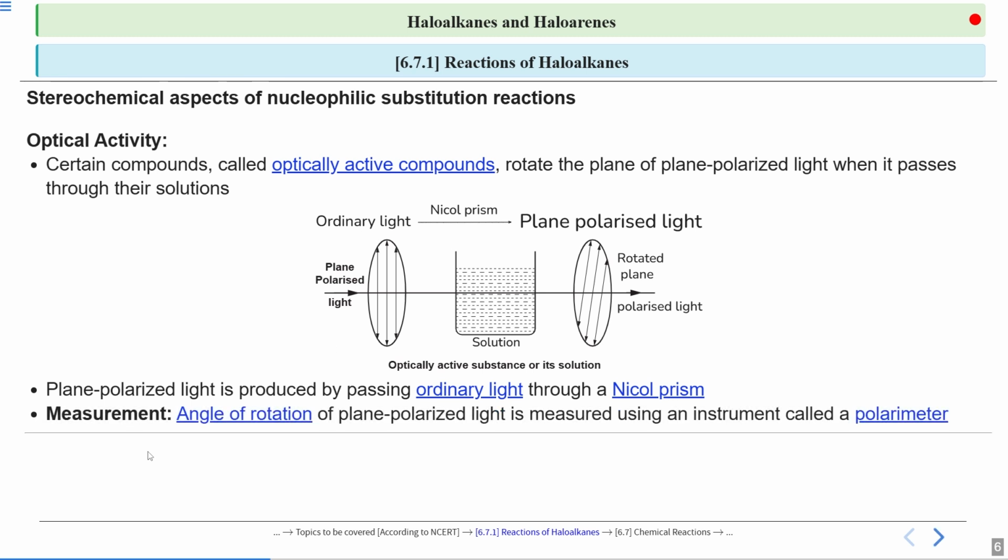Measurement. What will be the angle of rotation at which the plane of the plane polarized light is rotated? That is measured using an instrument called a polarimeter, which is the instrument we use for measuring the angle of rotation of plane polarized light.